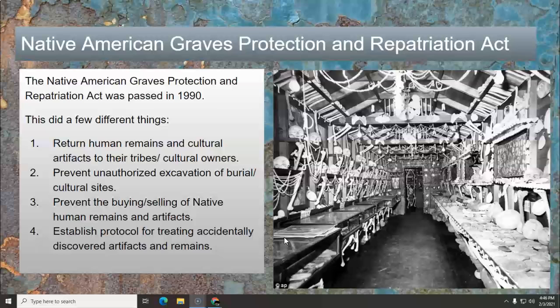And also to establish a protocol for treating accidentally discovered artifacts and remains. So you're building a house and you accidentally dig up a pot, okay? That means that has to be evaluated to see if it's just a one-off, you just found something, or whether it's an authentic artifact in an authentic site. And then things have to happen.